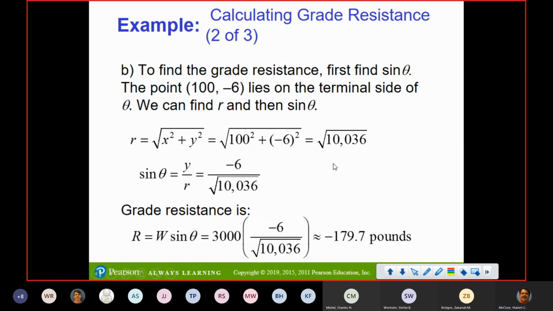Okay? Now, of course, that's just starting off. As it goes downhill, that's going to increase. But that's what you're talking about, grade resistance. Okay?